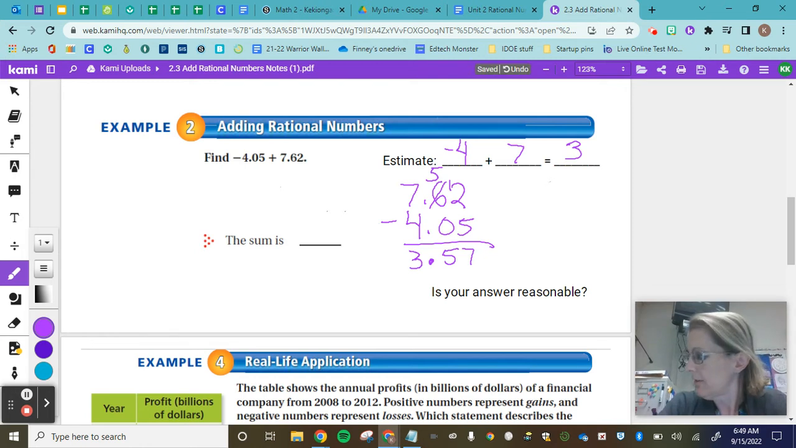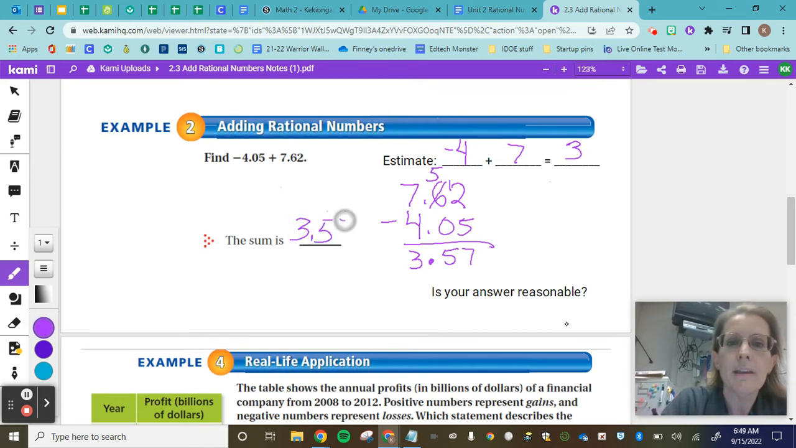So my answer is 3.57. And that will be a positive number because there are more positives. And if I look at was it reasonable? Yes, my answer is reasonable because 3 is close to 3.57.